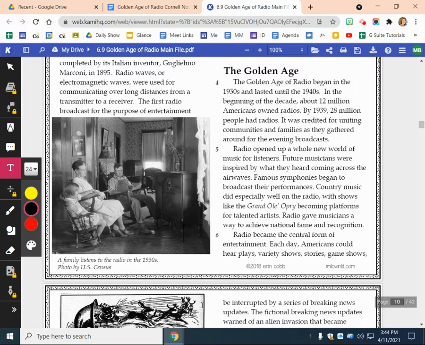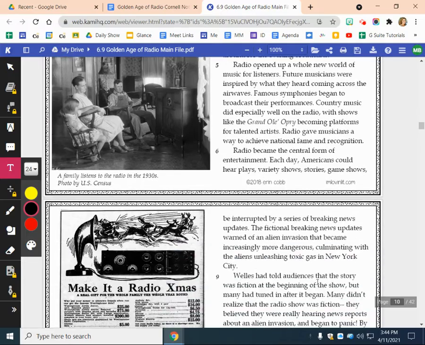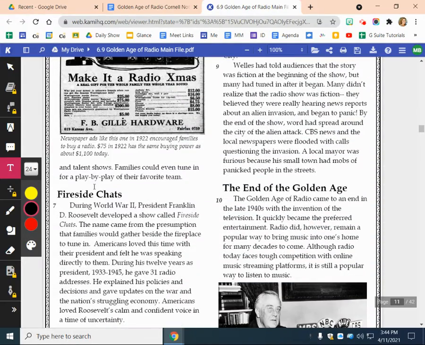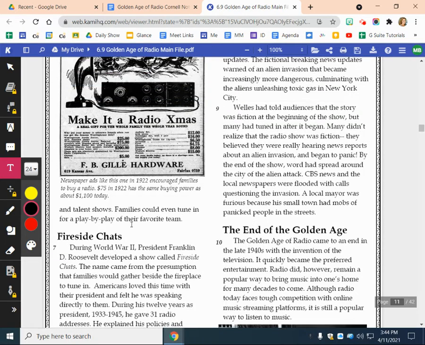Radio became the central form of entertainment. Each day, Americans could hear plays, variety shows, stories, game shows, and talent shows. Families could even tune in for a play-by-play of their favorite team.